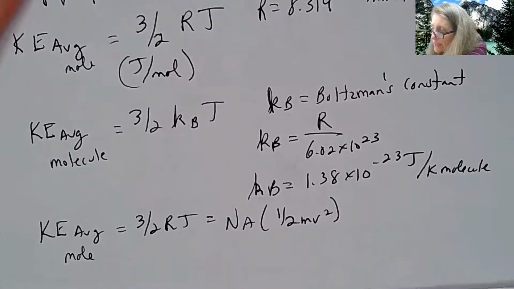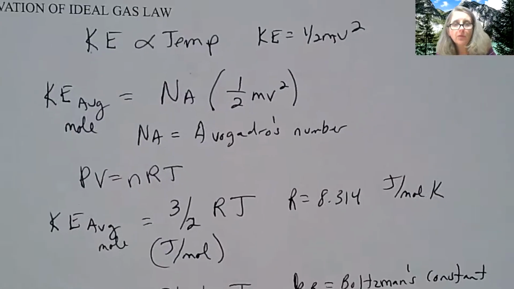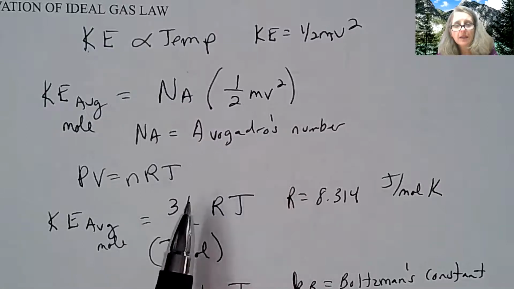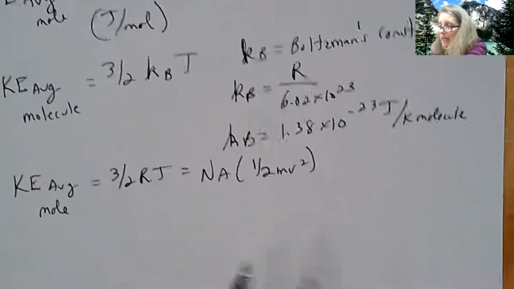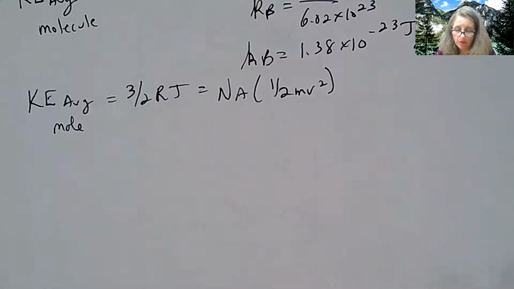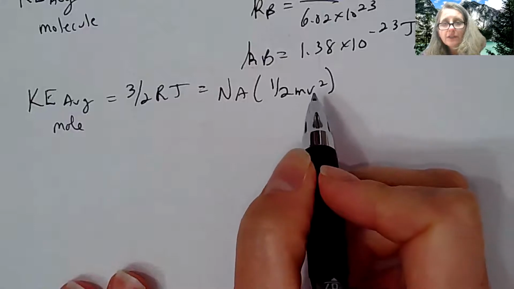So we could then take our two equations per mole. I could take the Na times 1/2 mv squared, and I could take the 3/2 RT, and I could put them equal to each other, because they both are saying the same thing. So I'm going to try to solve for v here.